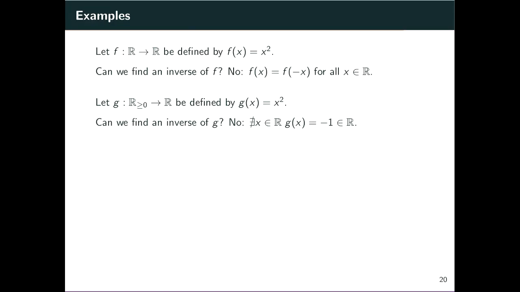And the reasoning is there is no element in our codomain... Oops. I've made a mistake. This should be this thing here. So there's no element in our domain that maps to the element -1 in our codomain. So what I'm saying here is g is not surjective.